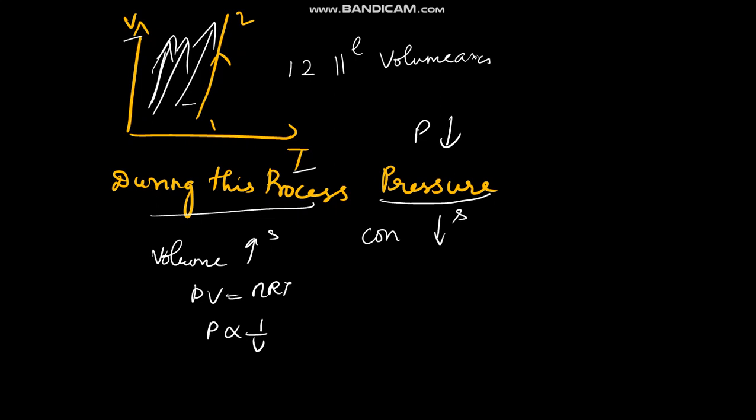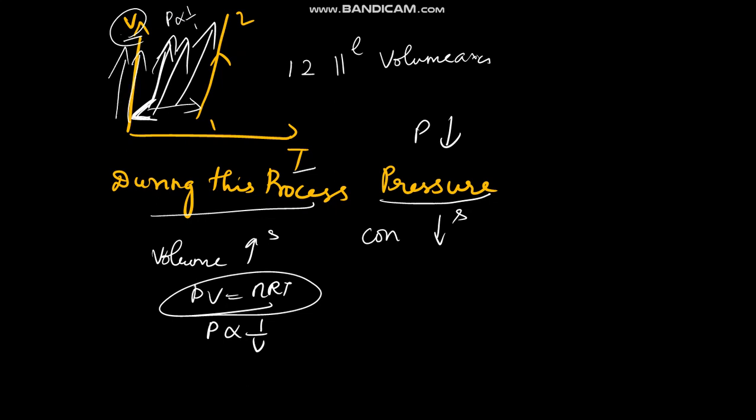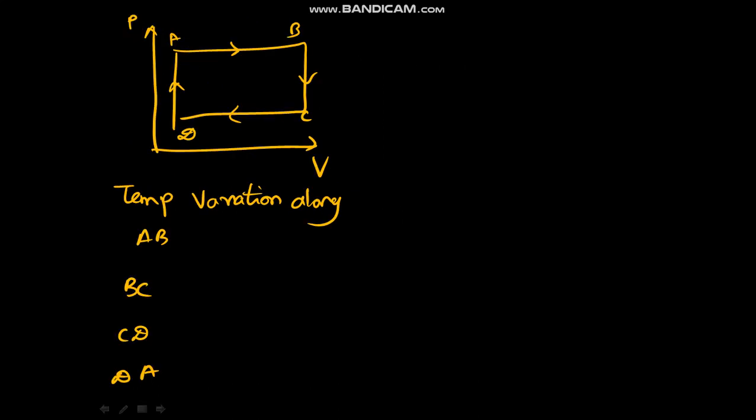So you want to see which axis it is parallel to. First you want to see that the given graph is parallel to which axis. Then you want to relate it with the universal gas law and find whether it is increasing or decreasing. Here since volume is continuously increasing, volume is inversely proportional to pressure. So if volume increases, pressure continuously decreases.